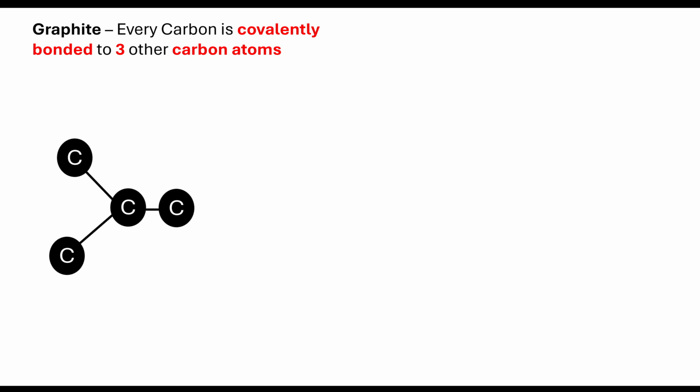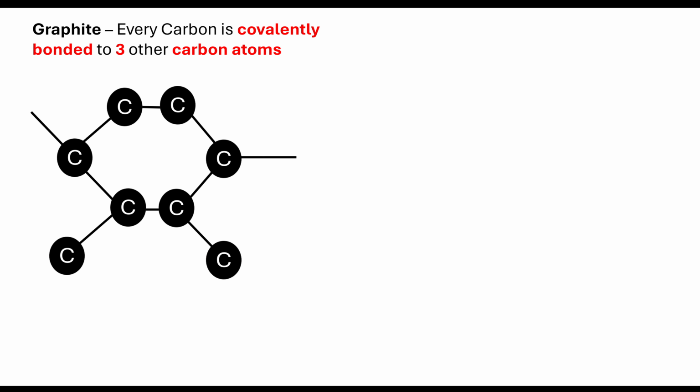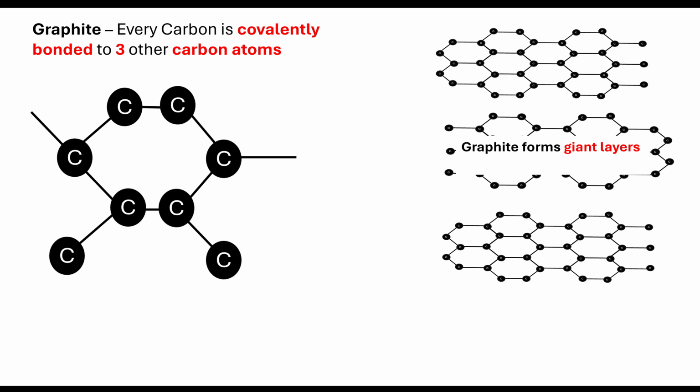Carbon can come in another form called graphite. Now, in graphite, every carbon is covalently bonded to 3 other carbon atoms. So what happens is we end up with a hexagon shape, and these hexagon shapes actually end up forming giant layers. So graphite forms these giant layers, and these layers actually have weak intermolecular forces between them.